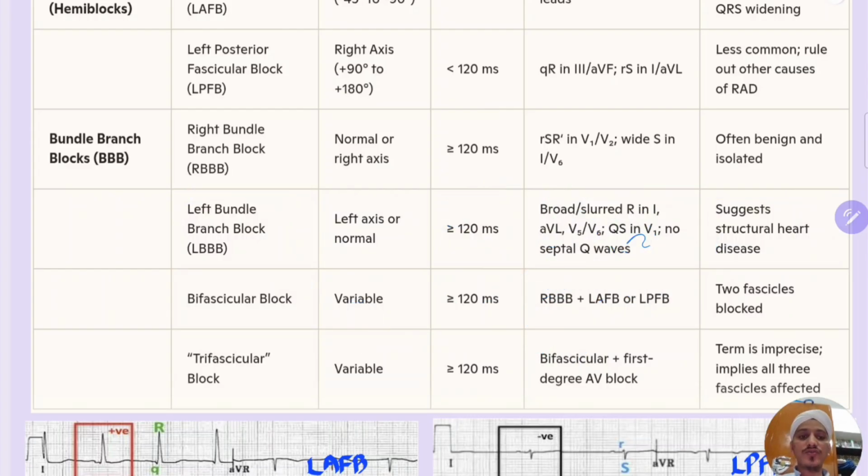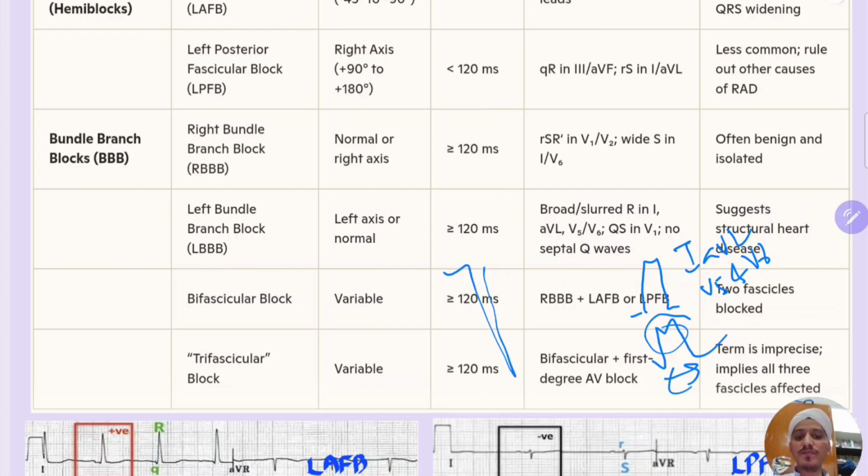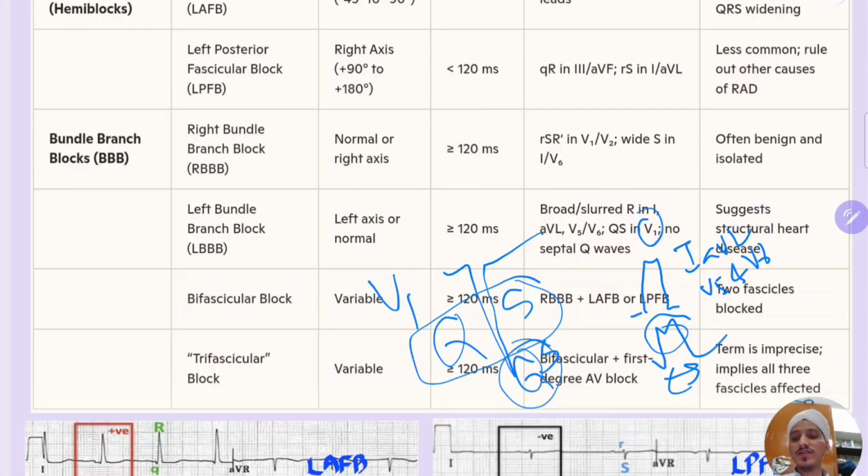And see, there will be broad or slurred R in 1, AVL, V5 and V6. You will have it like this. This is the broad and slurred R in 1, AVL, V5 and V6. You can have a notch, an M pattern like this, but you may not have a notch; there will be a broad QRS complex in these leads. And you will have a deep QS like this in V1. The Q and S waves merge to form a QS complex in V1.